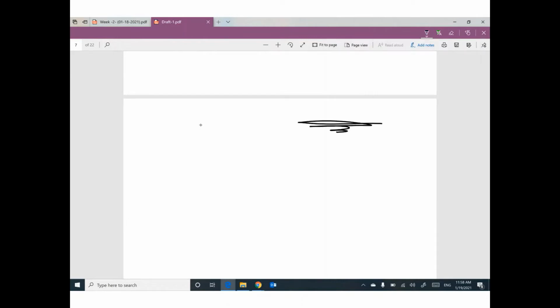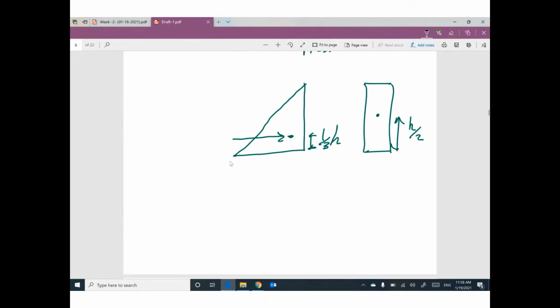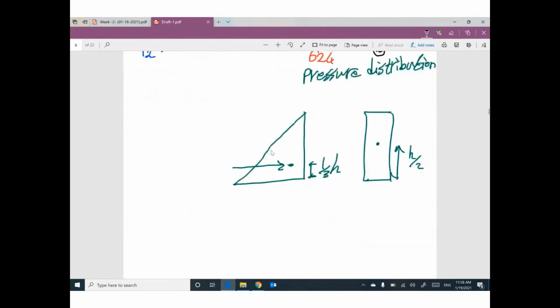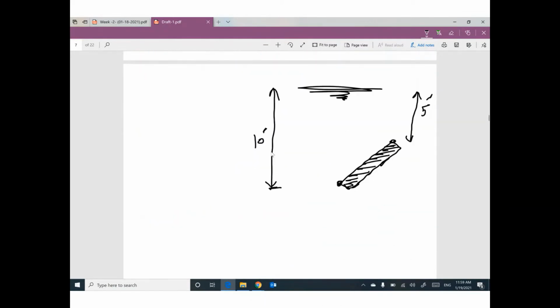If we have a water surface and an inclined surface like this, how can we draw the water pressure distribution? The vertical height here is 5 feet. The vertical height here is 10 feet for this point and this point. What is the difference between this case and this case? Do you think we have a difference?